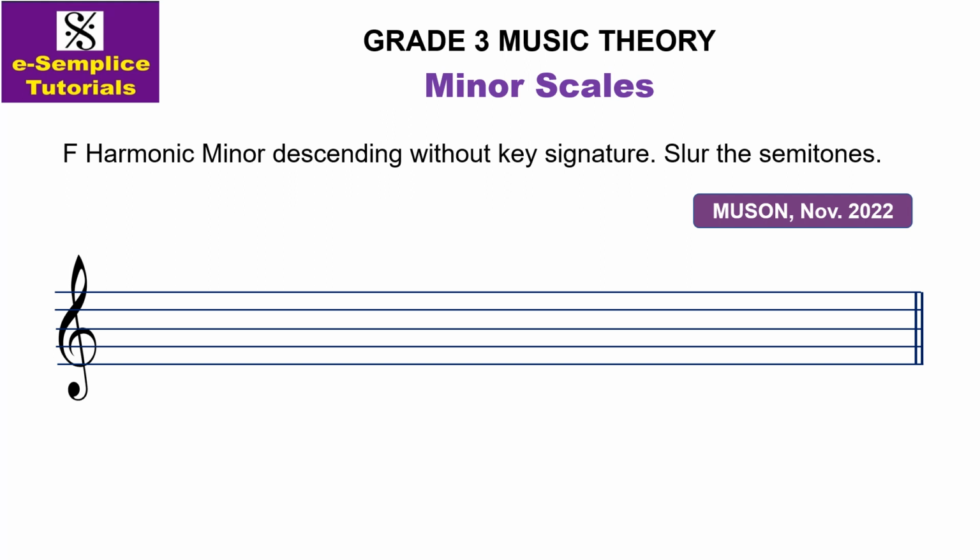This question is from Muson exam November 2022. Here we are supposed to be writing F harmonic minor scale descending without key signature, and we are to slur the semitones. I usually like highlighting the requirements, so at the end you can check if all the requirements have been fulfilled. So here should be F harmonic minor. The scale should be a descending scale. It should be written without key signature, and then remember to slur the semitones.